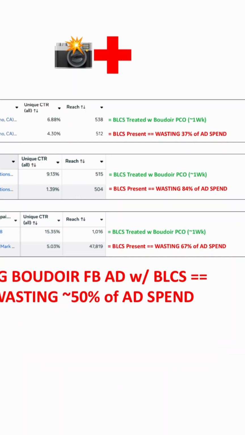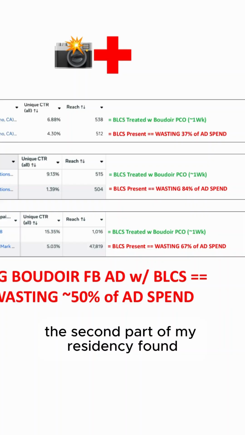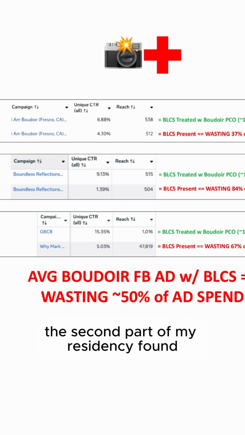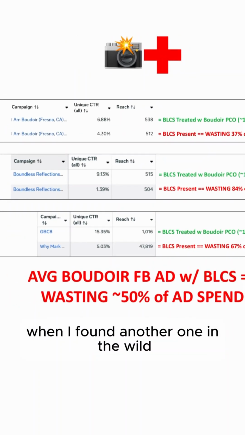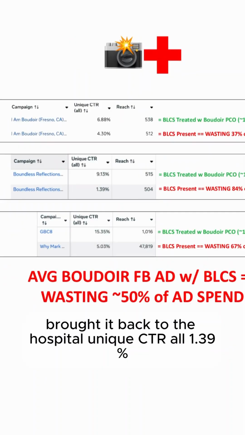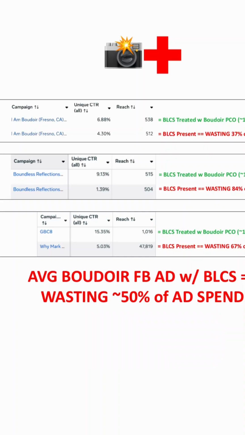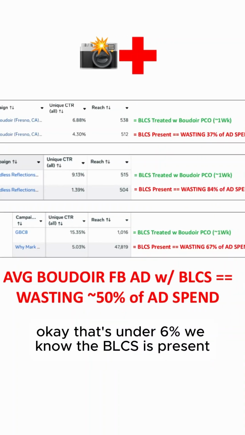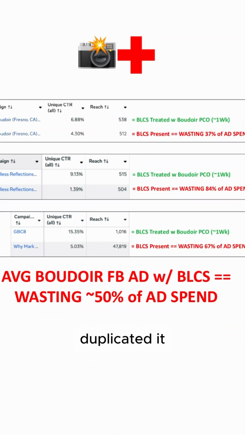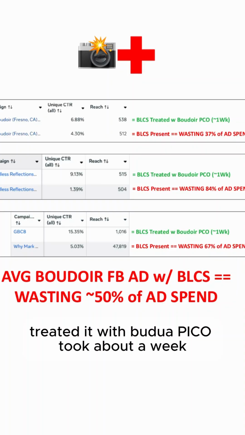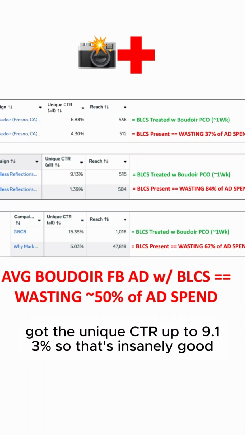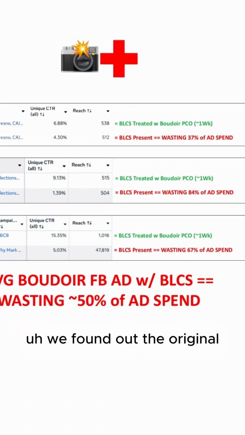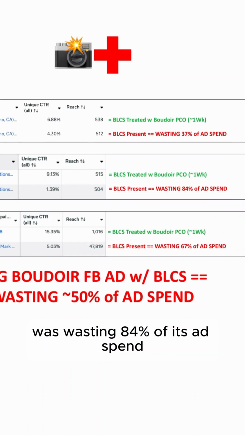Now, the second part of my residency, I found another Boudoir Facebook ad in the wild and brought it back to the hospital. Unique CTR all 1.39%. Okay, that's under 6%. We know that BLCS is present. Duplicated it, treated it with Boudoir Pico, took about a week, got the unique CTR all up to 9.13%. So that's insanely good. We found out the original was wasting 84% of its ad spend.